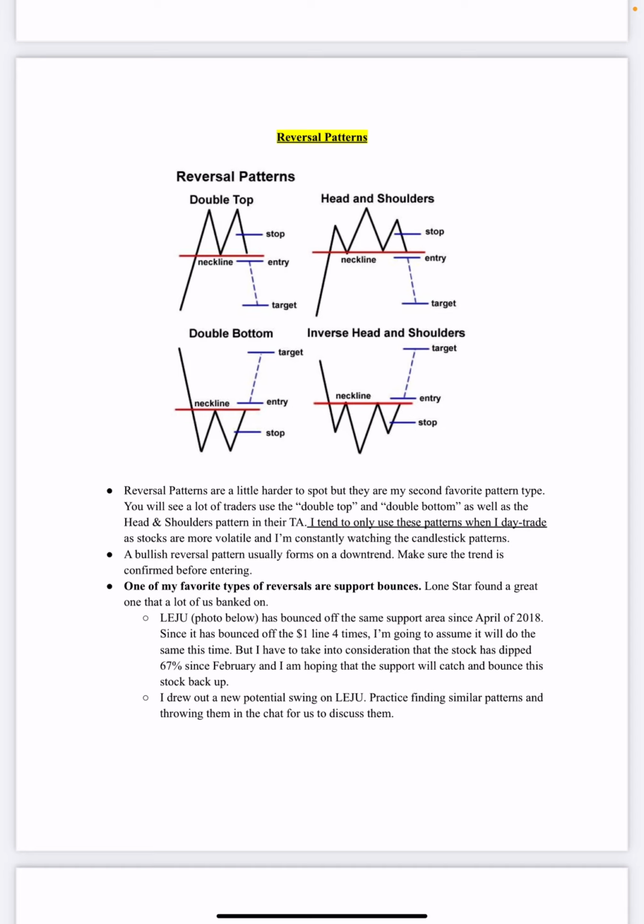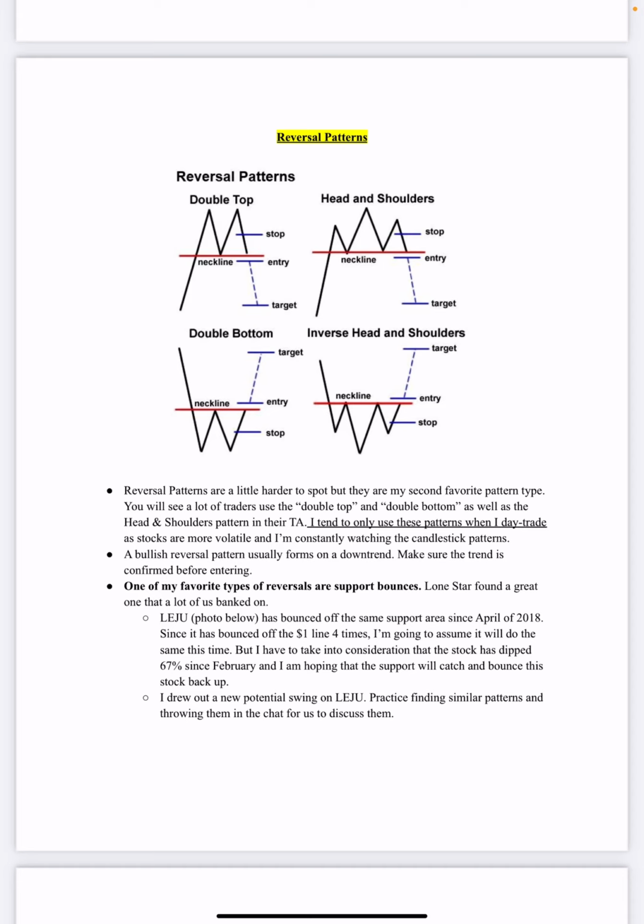It has a bounce off of the same support area since April of 2018. Alrighty, so since it bounced off of that $1 line 4 times, I'm going to assume that it will do the same thing this time, but I have to take into consideration that the stock has dipped 67% since February, and I'm hoping that the support will catch and it will bounce the stock way back up, right? So that's something that you have to take into consideration. So I drew out a new potential swing on LEJU.